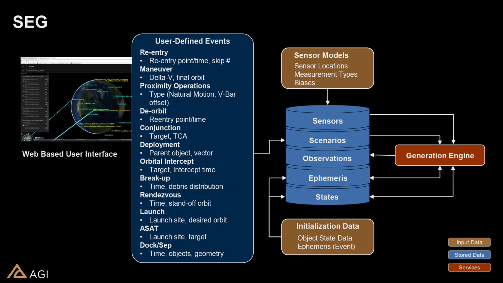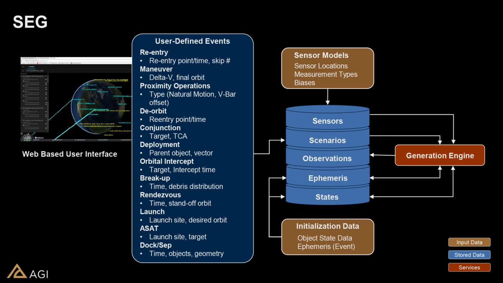The user defines data for these user-defined events through the user interface, and this data is going to be stored in a database. And the database, again, we've talked about, contains sensor models, sensor locations, measurement types, and measurement biases for each sensor. It also contains the initialization data, which came from that database snap. And that's the states for the different objects in the catalog.